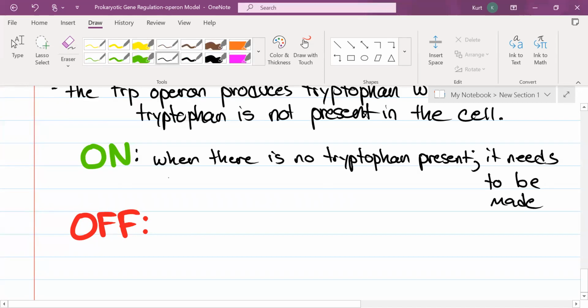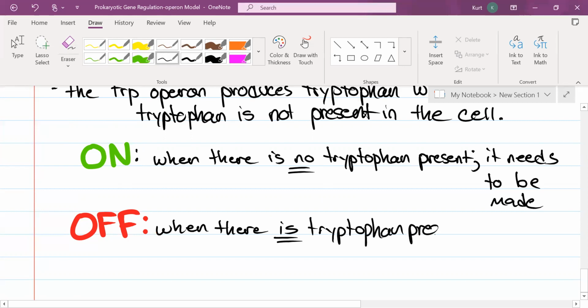All right, so it's off when there is tryptophan present. Why make something if you already have it? Stop making it.